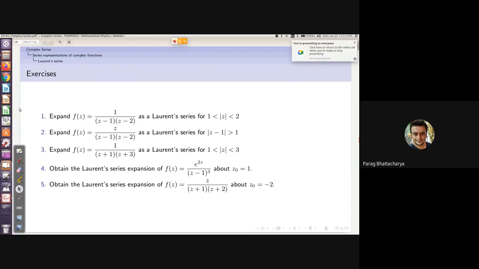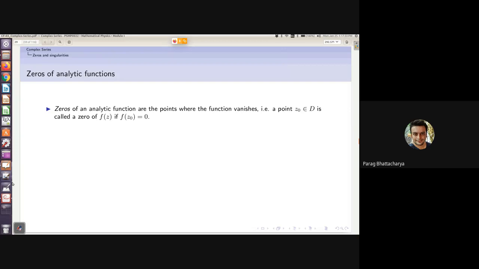The next topic is zeros and poles of a complex function, of an analytic function, okay? Of course, if a function has got a pole, it's not analytic, but an analytic function could have points in which it could become zero. So we call these points the zeros of an analytic function.